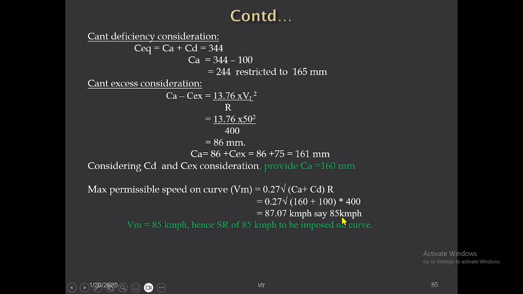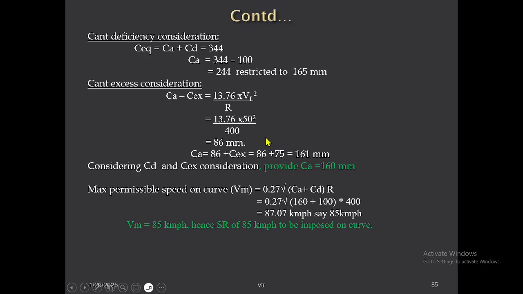On the lower side, multiple of 5 we are fixing, so say 85 kmph. Since our sectional speed is how much? I think it is 120 kmph. So 120 we cannot permit, no. That is why we need to impose a speed reduction from 120 to 85 kmph on the curve. This is up to the Vm.